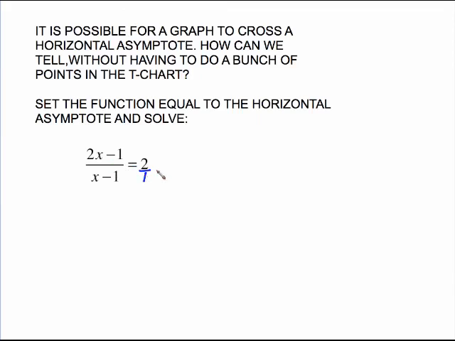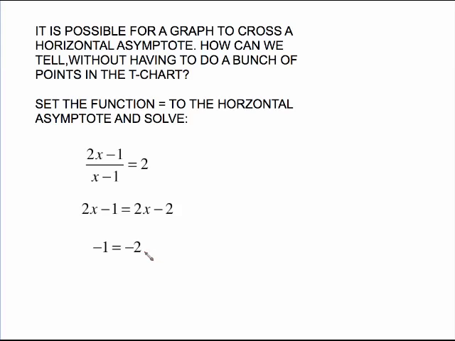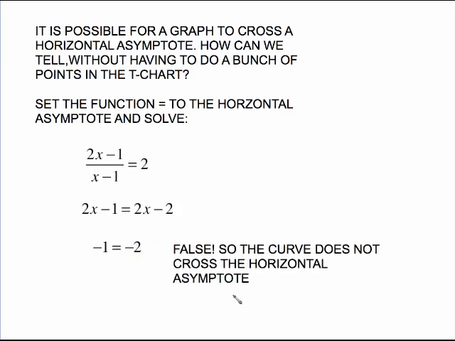I want to think of 2 as 2 over 1. All I have to do here is cross multiply. Solve by subtracting 2x from both sides, which is going to make that go away, and I'm looking at -1 equals -2. It does not. If you think back to your basic algebra, if the variable disappears and you are left with a false statement, then that means this is empty set. There is no solution to this equation. If there is no solution to this equation, that means the curve does not cross the horizontal asymptote. So that's how you'll know. So from now on, once you have your horizontal asymptote, right then you are going to check to see if it's going to be crossed by the curve.